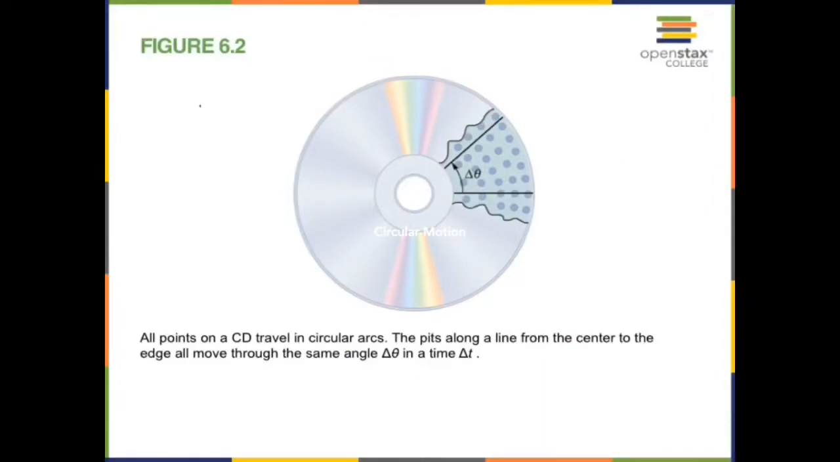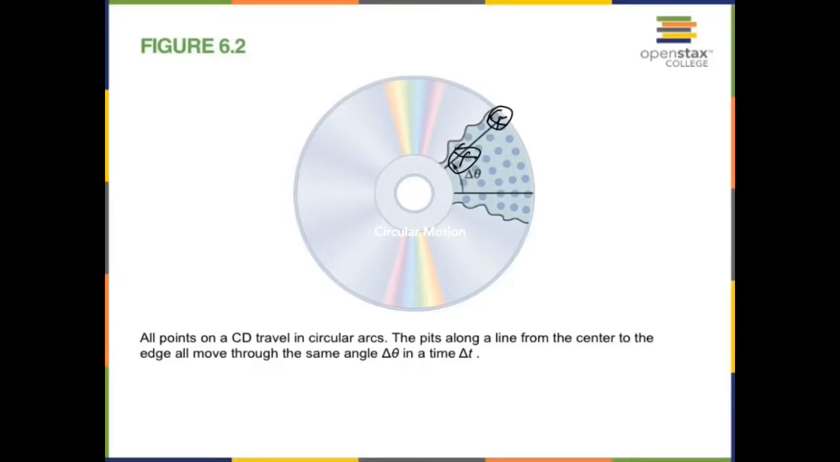Now when you look at the tracks on a compact disc, you find that you have circular motion right there. You have a lot of circular tracks. And I'm just focusing on 2 different points. You can see that the radius of the circular path for one will be smaller than for the other, right?